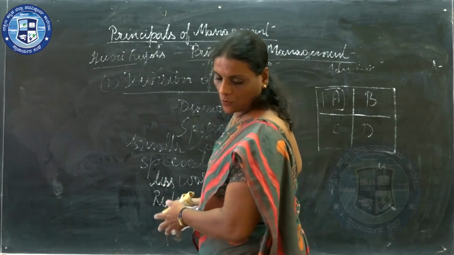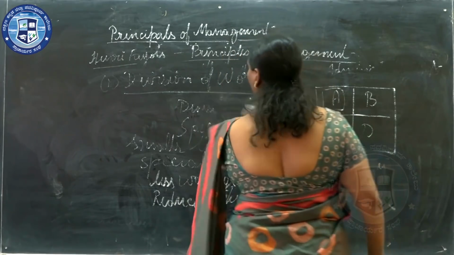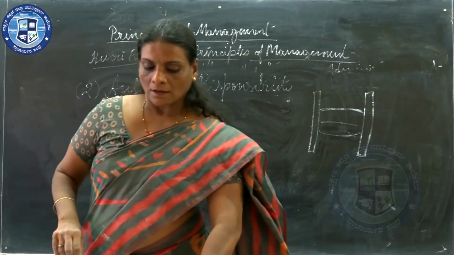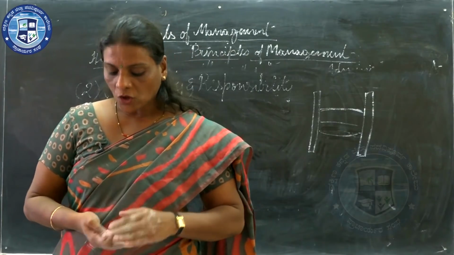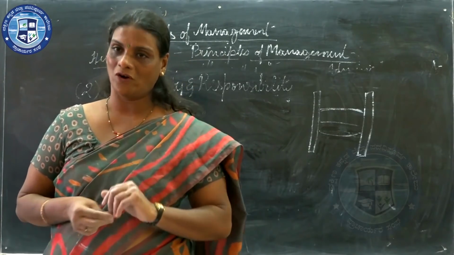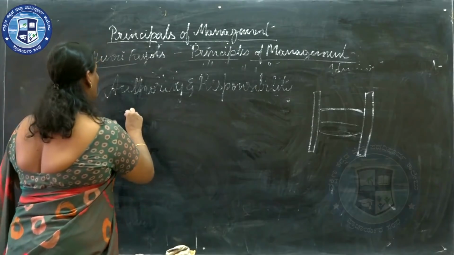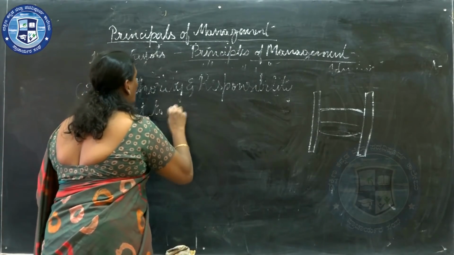We move on to the second one, that will be authority and responsibility. According to Fayol, authority is the right to give orders. So, what is authority? It is the right to give orders.